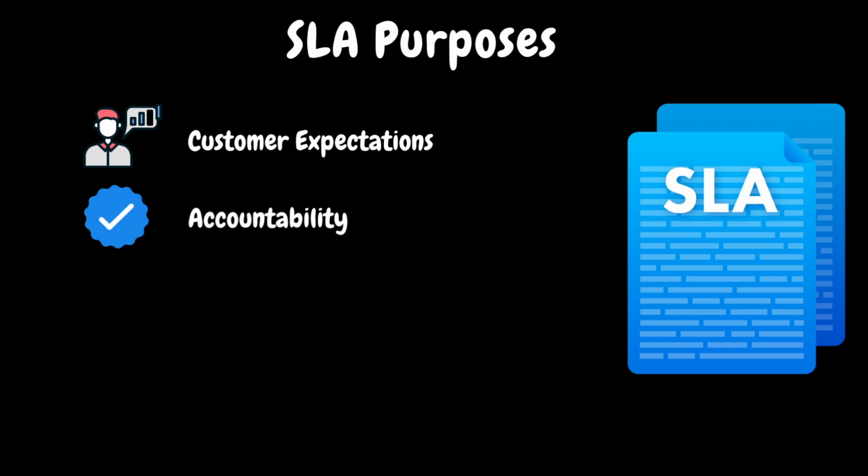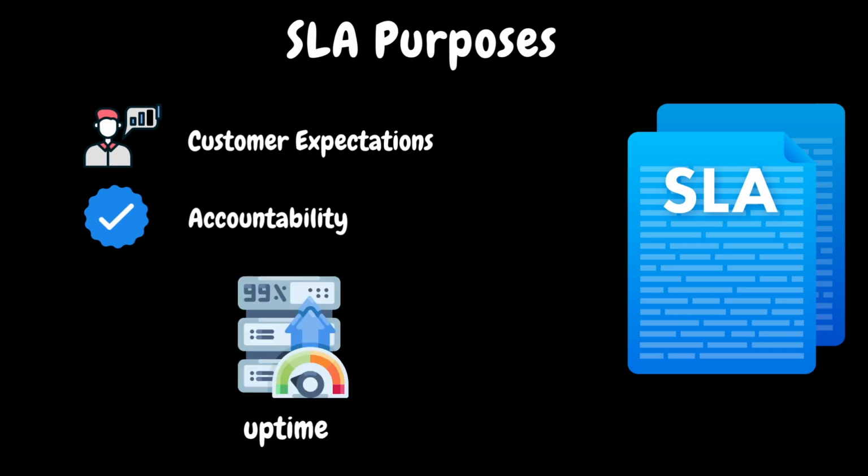Next one, accountability. SLAs establish accountability for service providers, ensuring that they deliver on their promises and meet defined standards. Accountability typically involves consequences, penalties, or compensation when service levels are not met. For example, a web hosting provider may offer a 99% uptime guarantee. If they fall short of this guarantee, they may provide a credit or refund to the customer for the downtime.